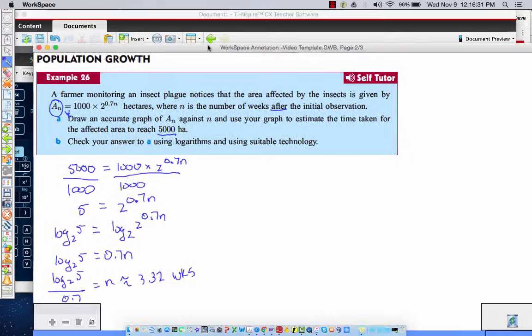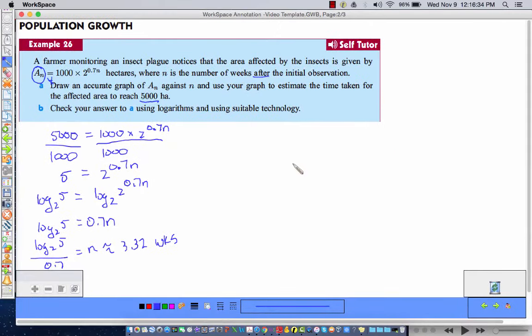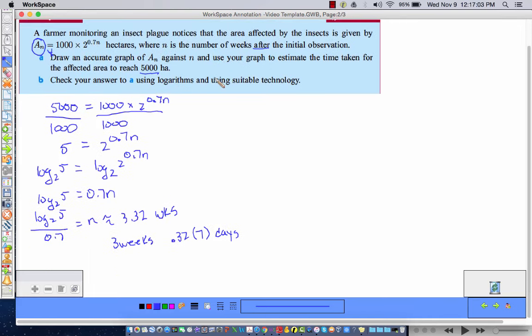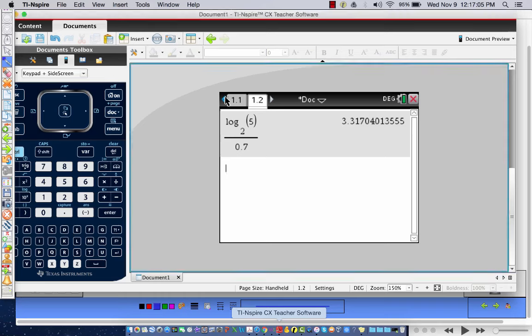But if we wanted to know how many days, that would be 3 weeks, and then 0.32 times 7 days, since there are 7 days in a week. That's about 2.1, so it's 3 weeks and about 2 days. We can also solve this by graphing. The log answer is exact; the graph gives an estimate. So we are going to graph that function.